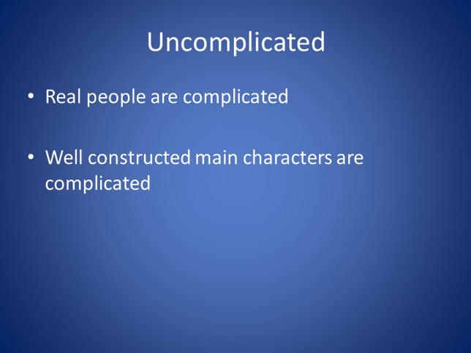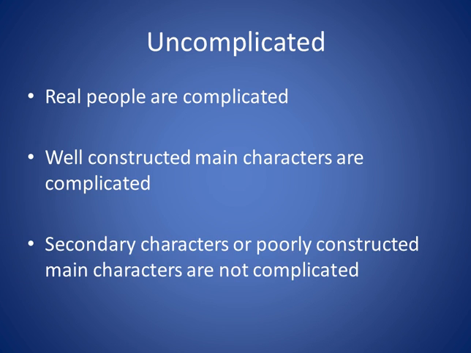Well-constructed main characters should be complicated. I'll say that again. Well-constructed main characters should be complicated. They should have depth. But secondary characters or very poorly constructed main characters are not complicated. If by the end of the book you only know a little bit about the character, it shouldn't be the main character. If you're an author, you should definitely make your main characters well-rounded. Secondary characters can be flat characters, and we'll talk about reasons for that later on. But flat characters typically are not complicated and hopefully are not main characters.